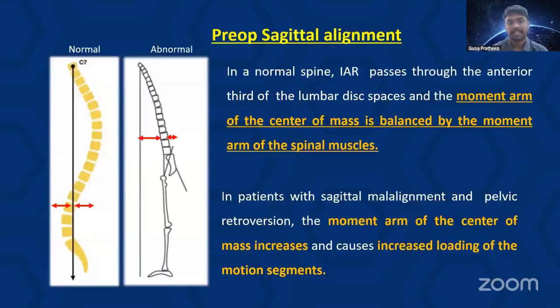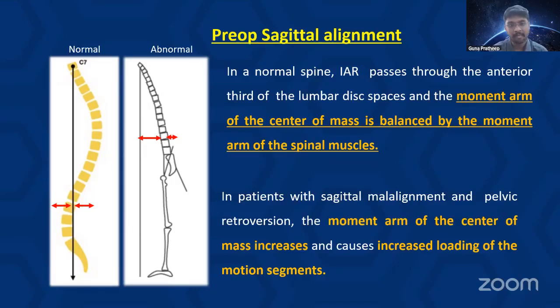Coming to the next topic, which is the pre-op sagittal alignment. This is a very important topic, especially when we are dealing with adult spinal deformity. As we all know, the C7 plumb line usually passes through the posterior inferior part of the S1, and the plumb line passes through the lumbar discs, as the center of mass is equally distributed by the anterior and posterior moment arms. However, in patients with sagittal instability, the anterior moment arm significantly increases. The moment of the mass significantly increases, as depicted in this image.